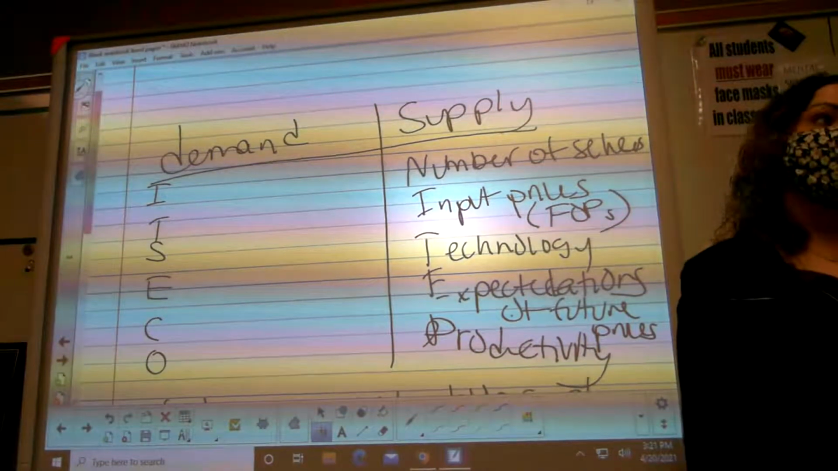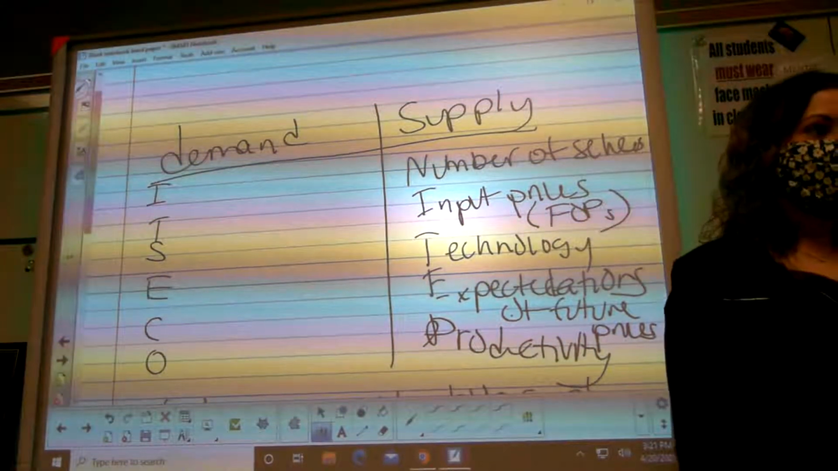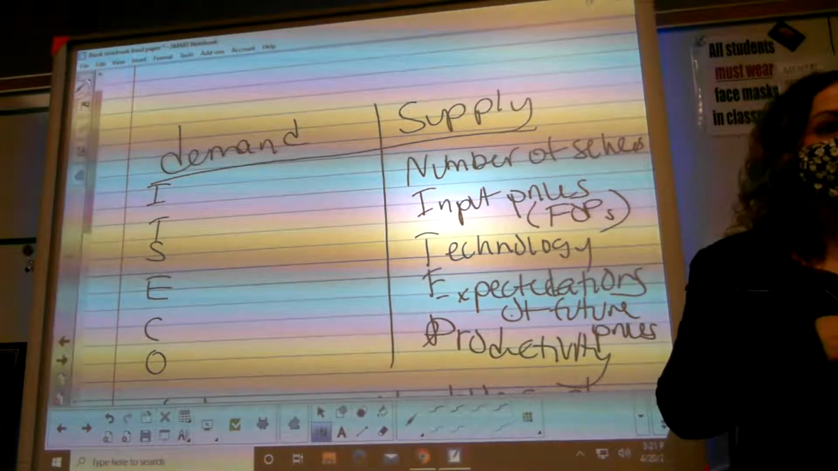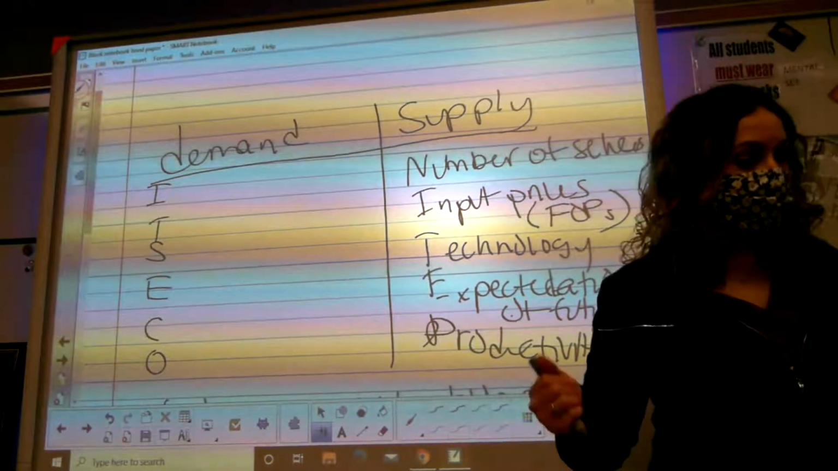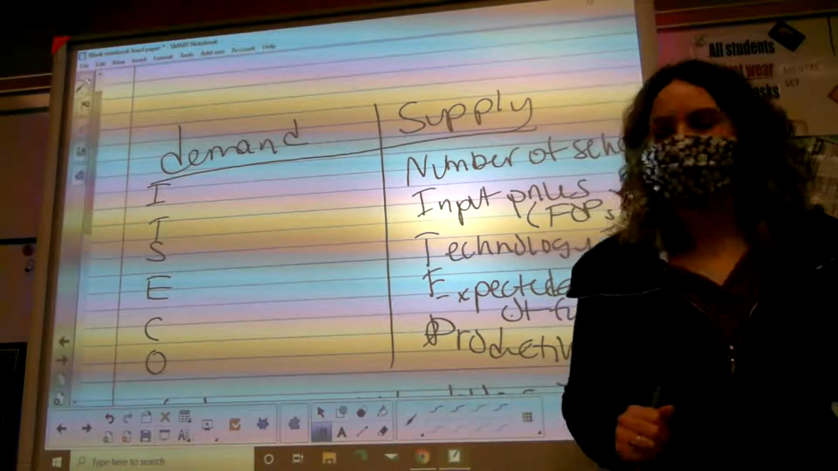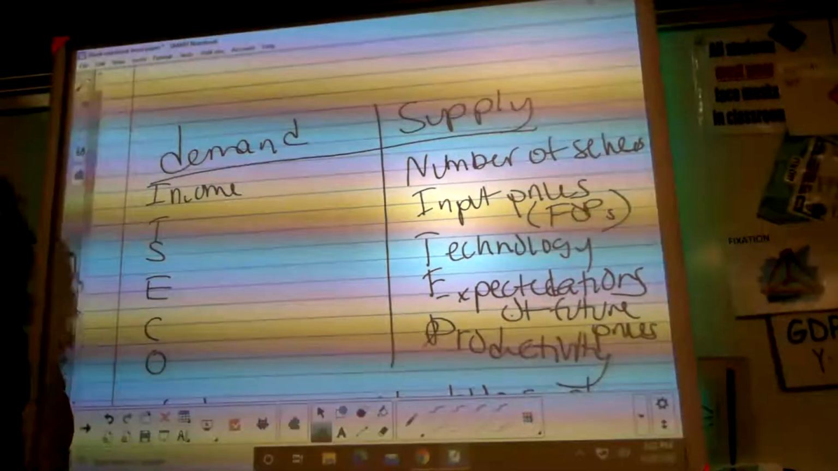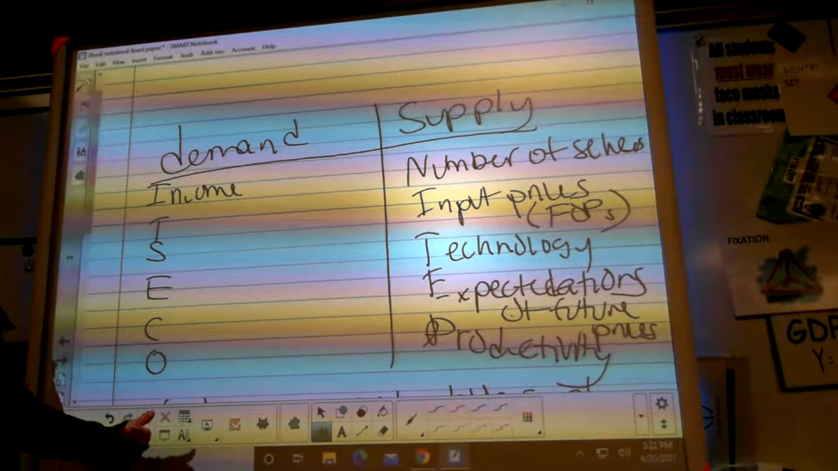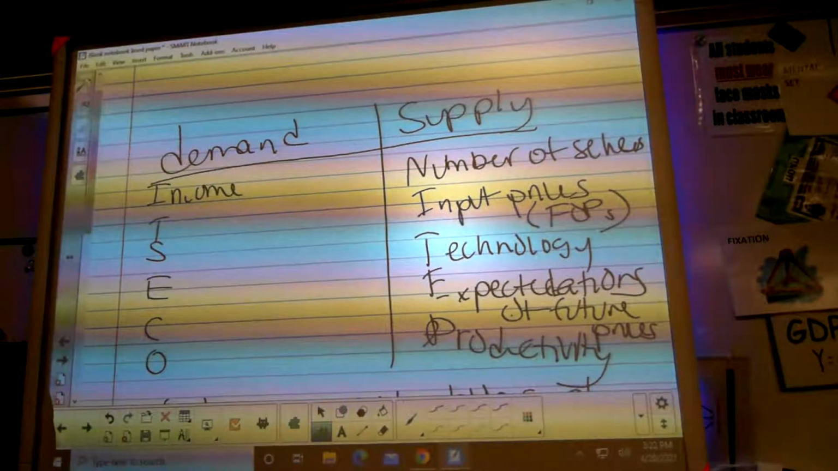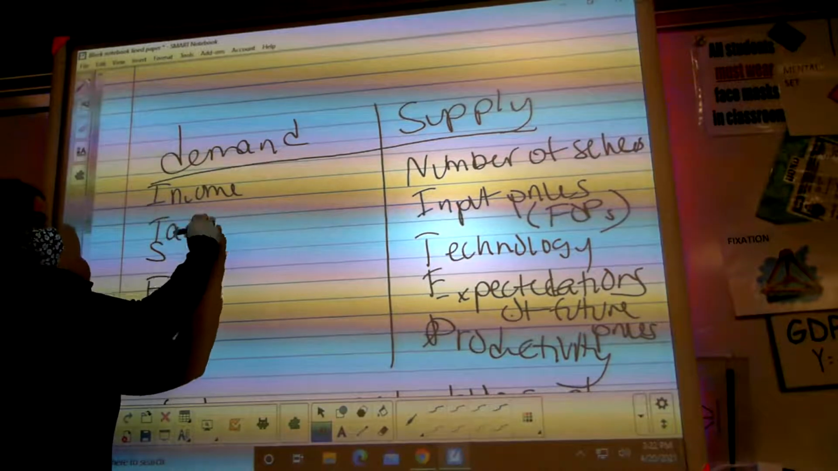Interest rates. No. There's an I. Wait, if I have more of this, I can afford more ice cream. Income. You know what rich people buy more of? Everything. Tastes.